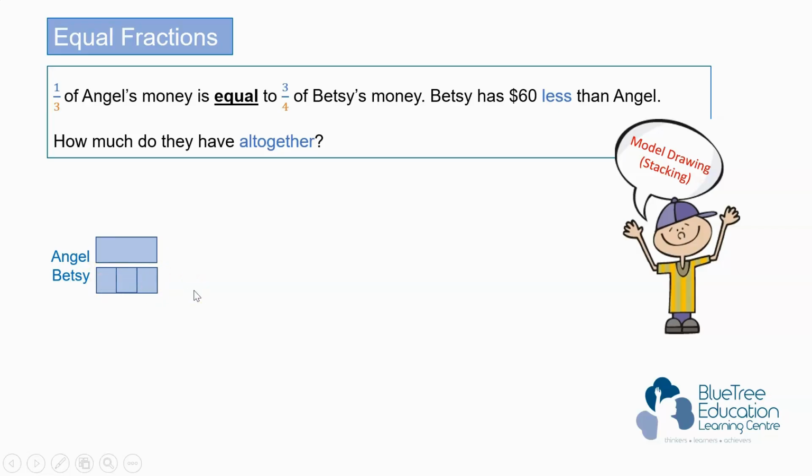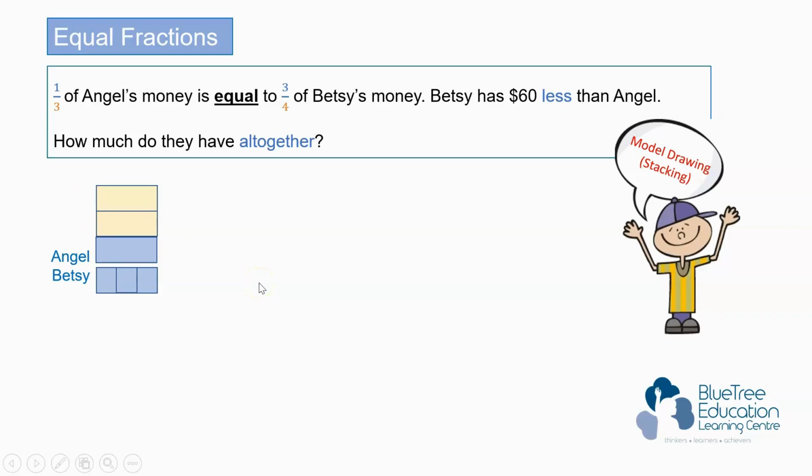And let's look at Angel's fraction again. You know that Angel has a total of 3 units because the denominator is 3. So we give 3 units to Angel. And let's compare. Angel's 1 unit is pretty huge compared to Betsy's 1 unit.